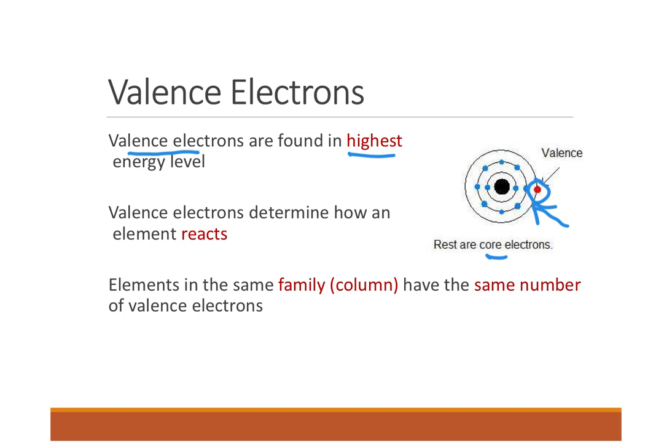These valence electrons are important because they determine how an element reacts. And elements that have similar valence electron structures will react in similar ways. That's what allows us to put elements into the same family, or the same column on the periodic table, because it's based on how they react, and how they react is based on the number of valence electrons.